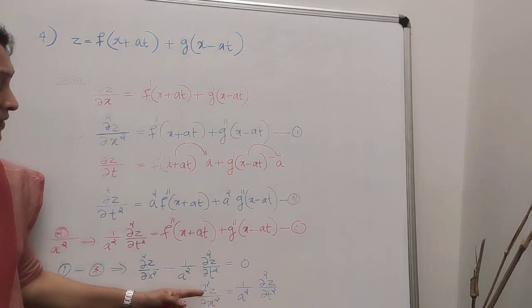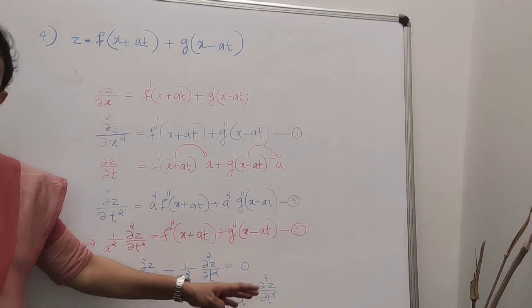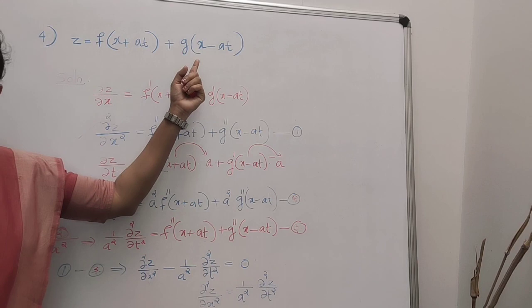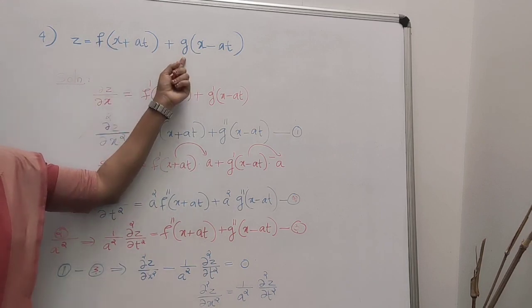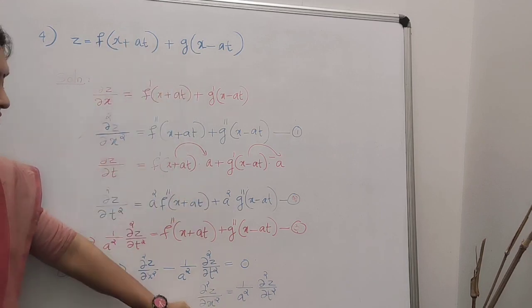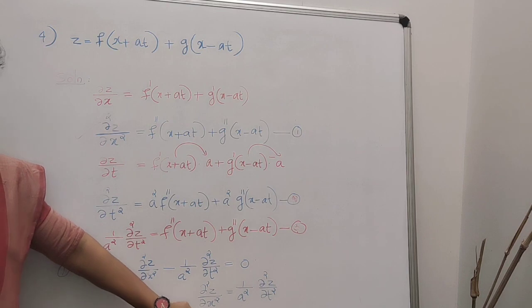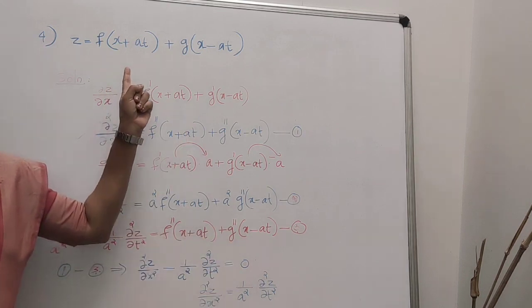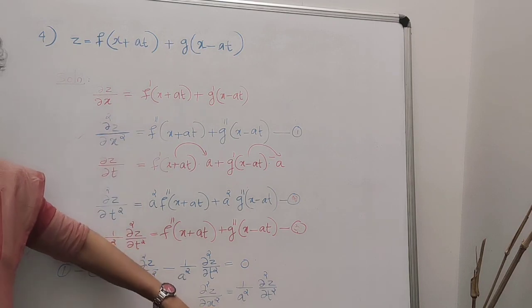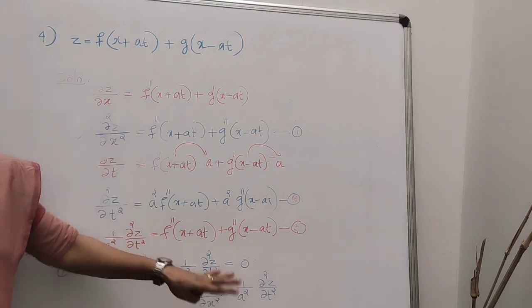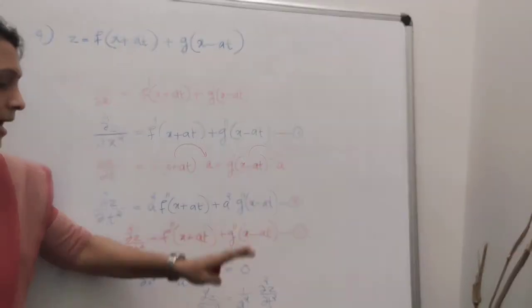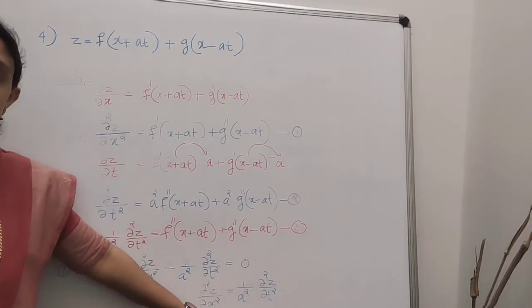So in this PDE, it is clear: if you are given an equation involving two arbitrary functions, the required partial differential equation will be a second order PDE. If it contains only one arbitrary function, the required PDE will be a first order PDE. Here, since the question contains two arbitrary functions, the required PDE is a second order PDE.